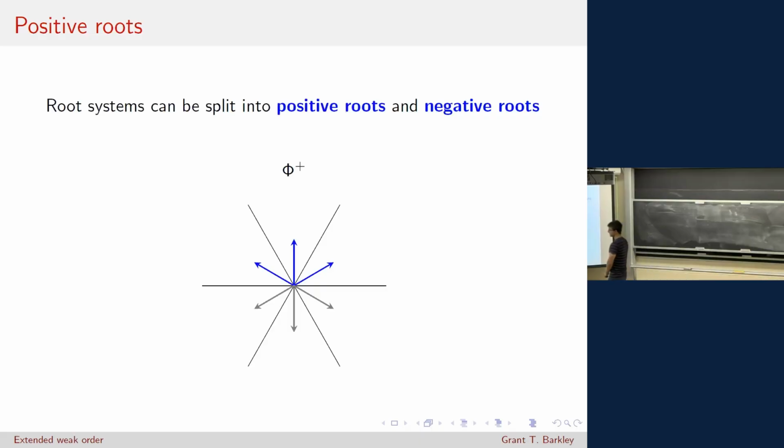Okay. So the first thing we're going to want to do with our root system is split it in half. We're just going to pick out half of the roots that we'll call the positive roots. You need to do this in a certain way when you're in an infinite type, but it doesn't particularly matter for us. The roots that are not positive are called the negative roots. So we have positive roots and negative roots.